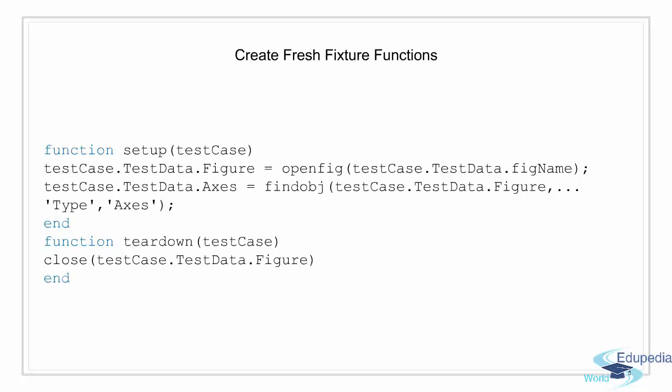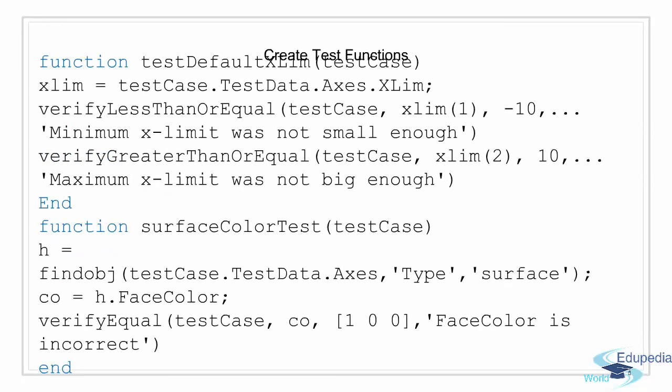I will create the setup and teardown functions as local functions to the axis properties test. I will open the saved figure for each test to ensure test independence. This is done in the setup function and the figure is closed in the teardown function. Now I will create the local functions that will be included in the test array.